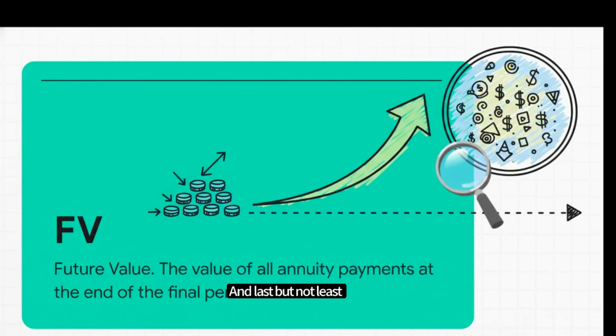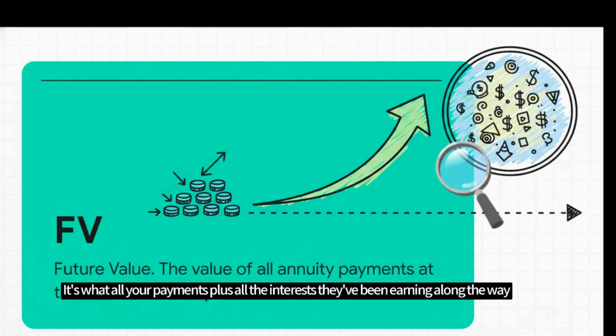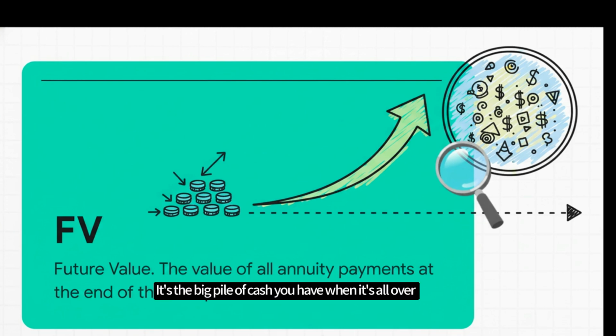And last but not least, FV is our future value. This is the grand total at the finish line. It's what all your payments plus all the interest they've been earning along the way will add up to at the very end. It's the big pile of cash you have when it's all over.